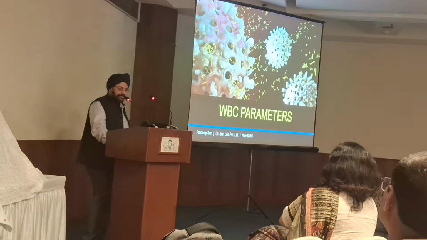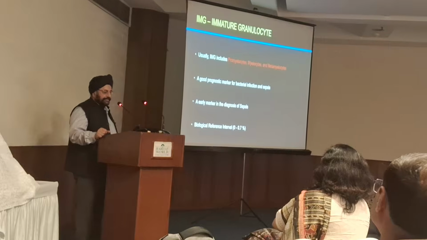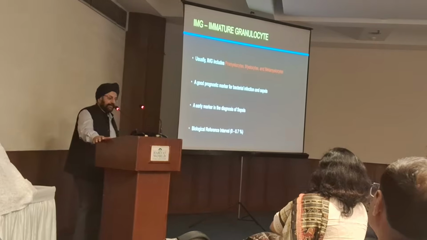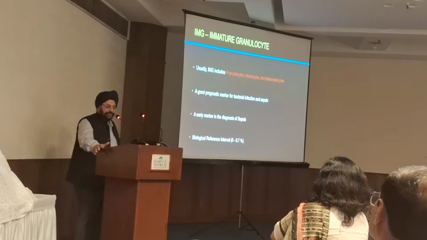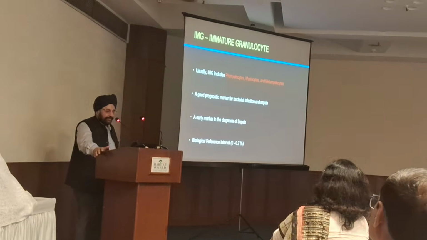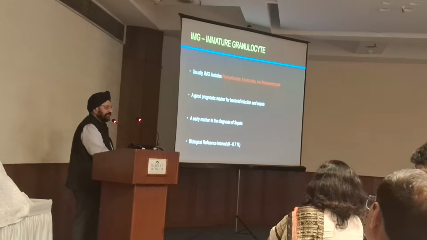Next, coming to the WBC parameters. So immature granulocytes, these are nothing but promyelocyte, myelocyte and metamyelocyte put together. These are basically markers of bacterial infection and sepsis. The biological reference interval that we established at our lab was from 0 to 0.7%.